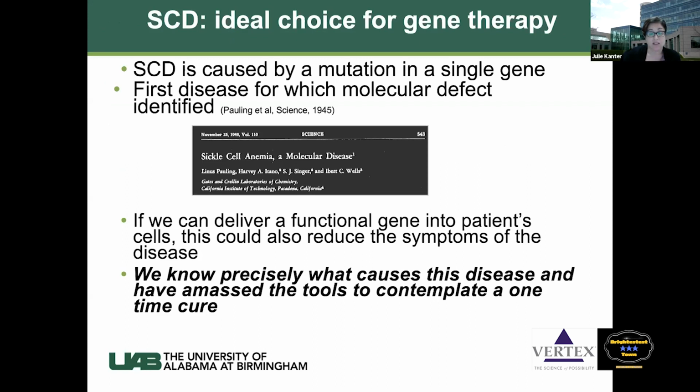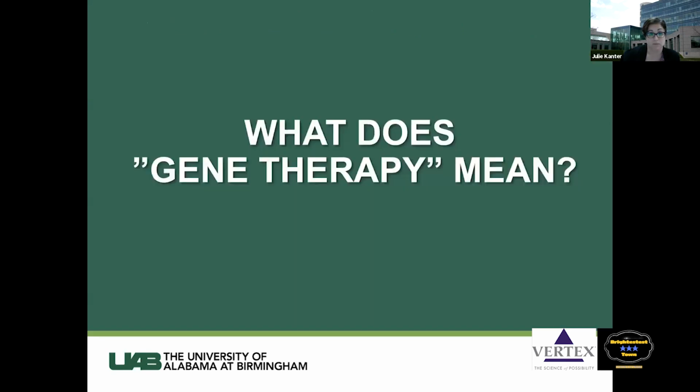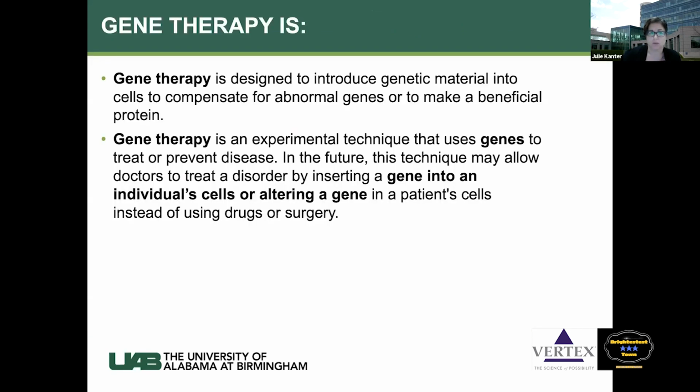We know exactly what causes sickle cell disease, and finally it seems we have the tools to contemplate a potential one-time cure. So what does gene therapy mean? Well, gene therapy is designed to introduce genetic material into cells to compensate for abnormal genes or to make a beneficial protein. In this case, we're using stem cells to deliver a normal hemoglobin gene.